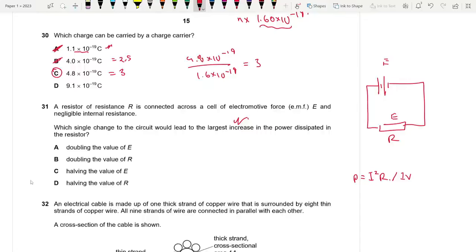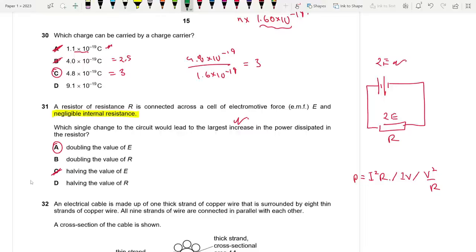Now, obviously this is wrong. If you have the E, that just makes the situation worse. It is probably A. I'll tell you why: if you double this, which is 2E, the formula for power is I squared R, IV, or V squared by R. So if you double this, this would also take 2E because there's negligible internal resistance.